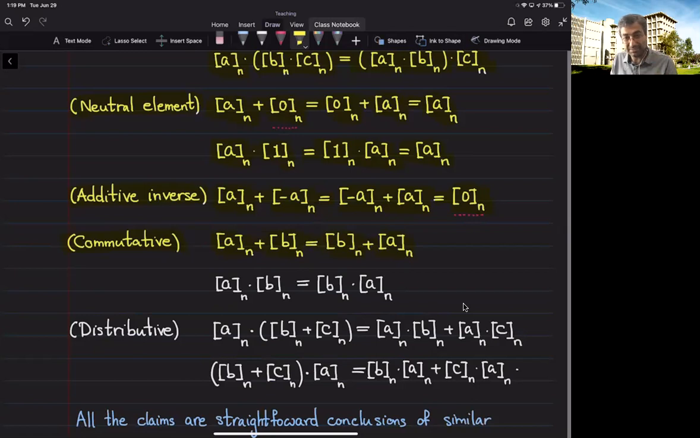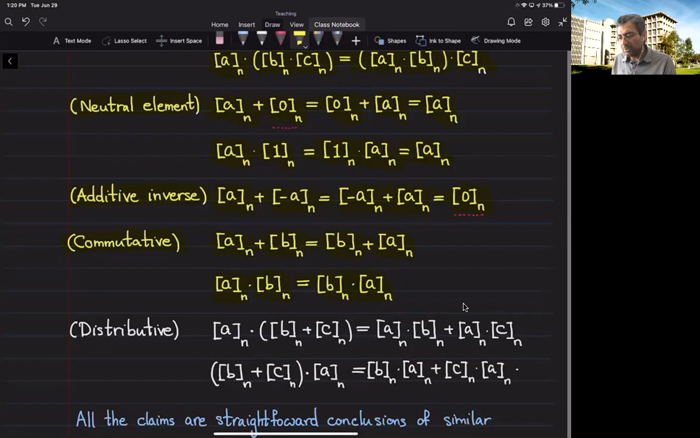A plus B is the same as B plus A. The set of integers is a commutative set with respect to both addition and multiplication. So the same property is inherited for the set of integers modulo n.